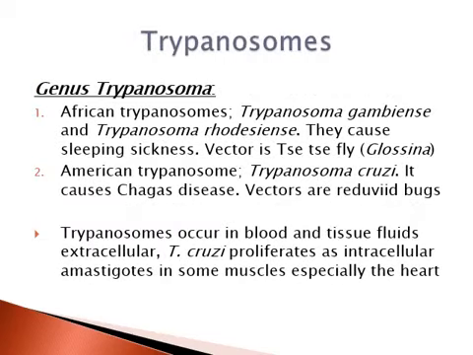Now we come to trypanosomes. Genus Trypanosoma is divided into two main categories, African trypanosomes and American trypanosomes. African trypanosomes are either Trypanosoma gambiense or Trypanosoma rhodesiense. They cause the disease sleeping sickness. Sleeping sickness is a disease confined to Africa, and the vector is the tsetse fly, as the natives call it, and the scientific name of it is Glossina.